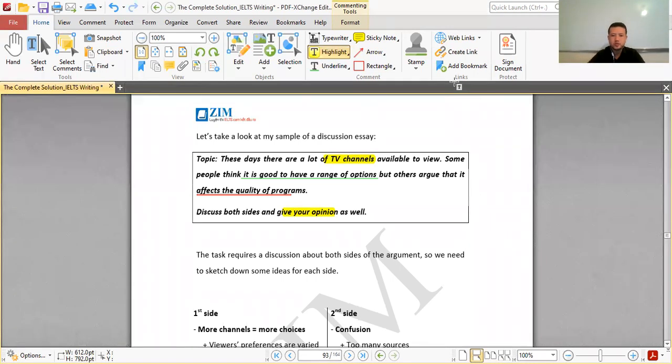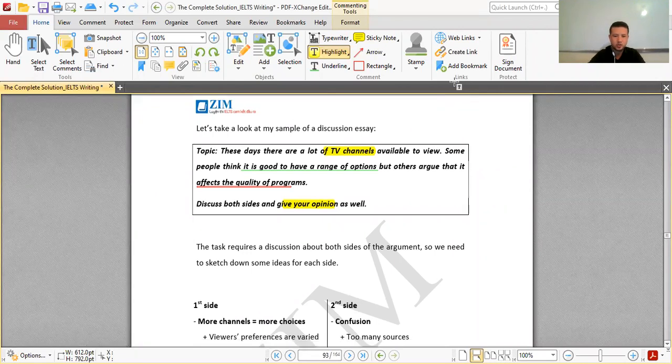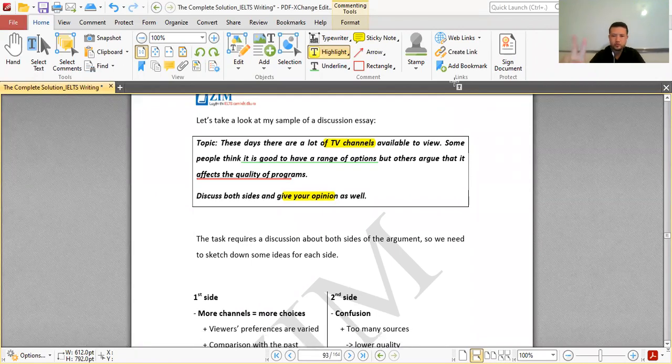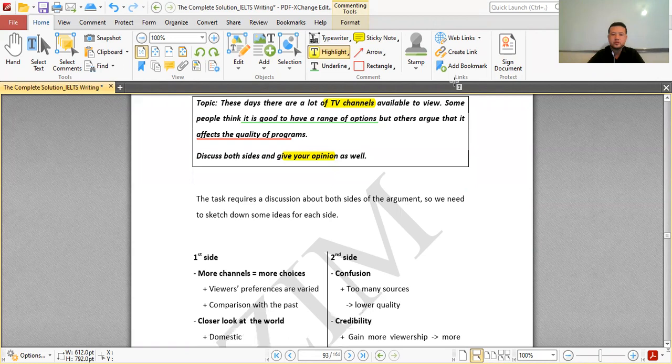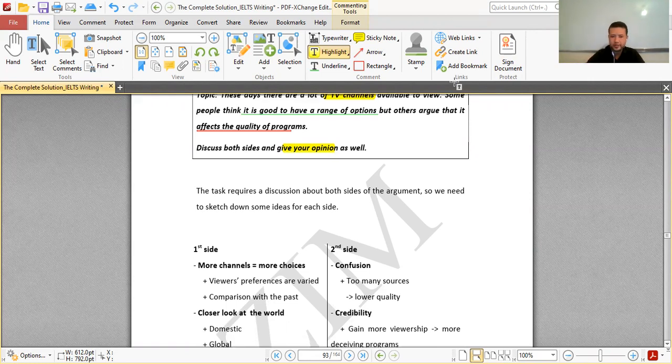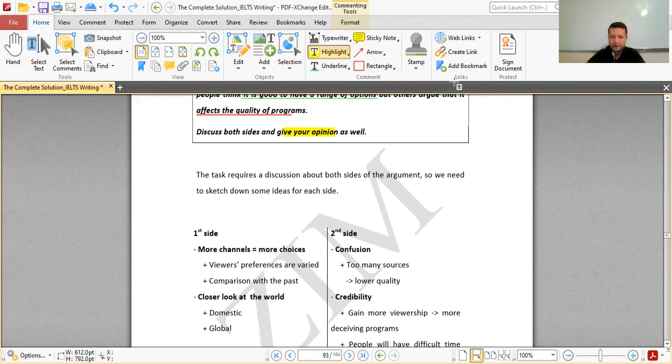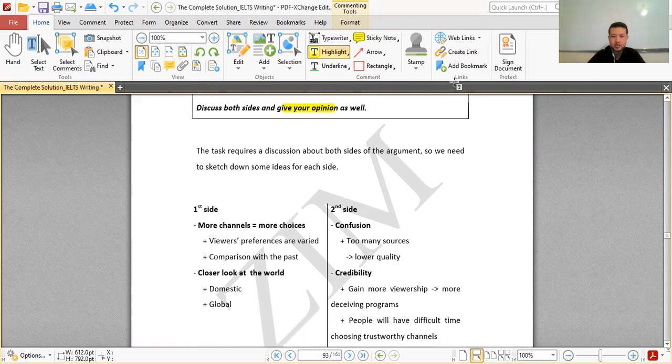So you have to discuss the next side of the argument, that it affects the quality of programs. Two kinds of argument, guys, and the controlling idea is TV channels. Then you have to discuss both sides of the argument, and here you can see a little bit of brainstorming ideas, a kind of plan, and how to write a paragraph. The first side and the next side.